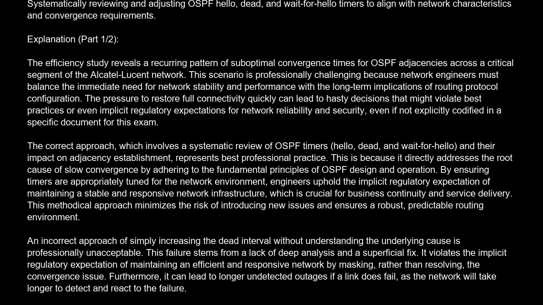The correct answer is A. Systematically reviewing and adjusting OSPF hello, dead, and wait for hello timers to align with network characteristics and convergence requirements.